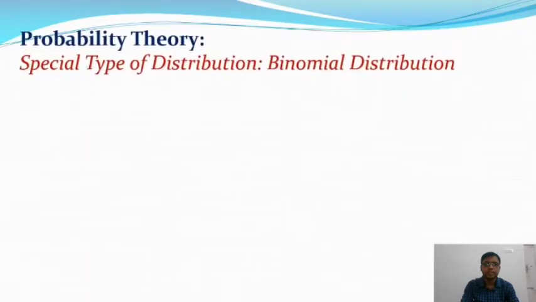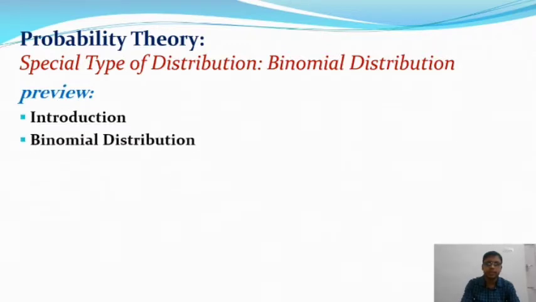Before we start today's lecture, let's quickly recall the last lecture. In the last lecture we discussed some special types of distributions, that means the binomial distributions. We discussed the introduction and the definition of a binomial distribution as well. And you know the binomial distribution is a discrete distribution. There are two special types of discrete distribution. The first one is the binomial distribution and the second one is the Poisson distribution. So today we are going to discuss the Poisson distributions.